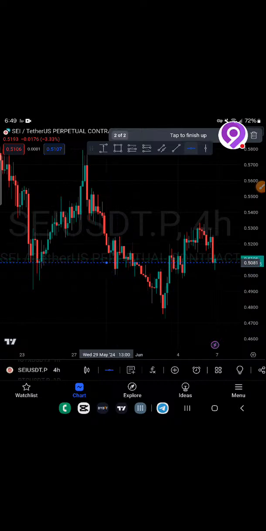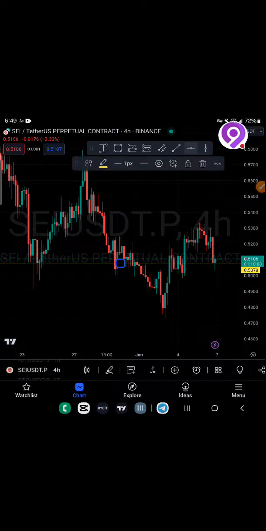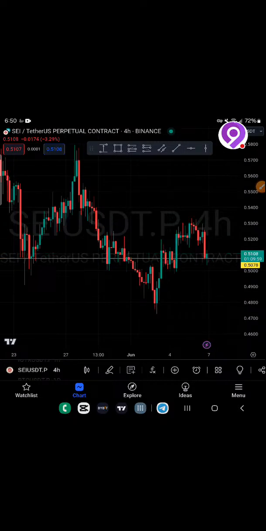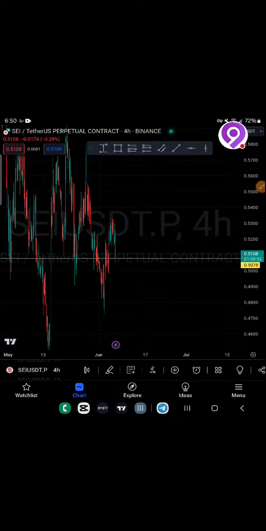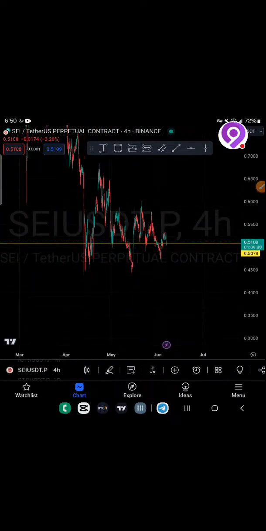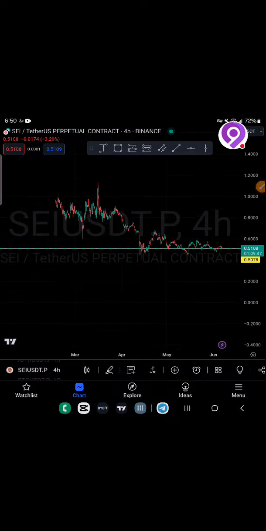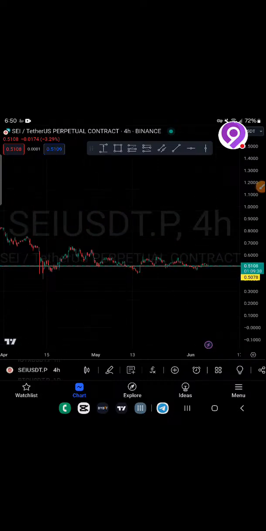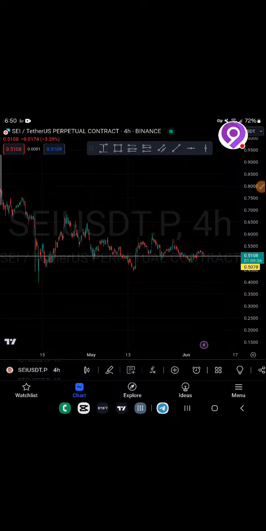You can see that it corresponds with the right shoulder. So let's check the overall trend. The overall trend is consolidation. If you look at this market, it has a lot of potential to pump.